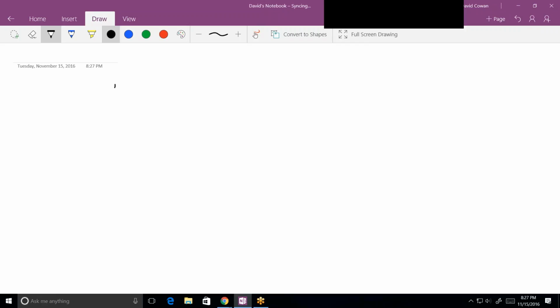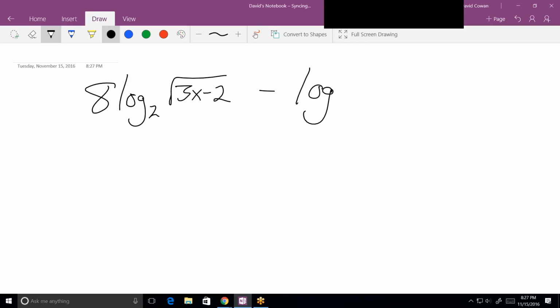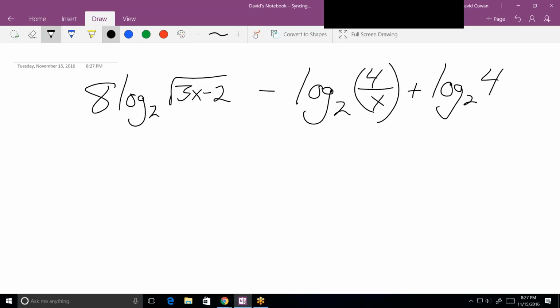8 log base 2 of the square root of 3x minus 2, minus log base 2 of 4 divided by x, plus log base 2 of 4. Okay. I could actually turn that into a number real quickly. What's log base 2 of 4 equal to? 2. Right. But I don't have to. We'll use the rules of logs.